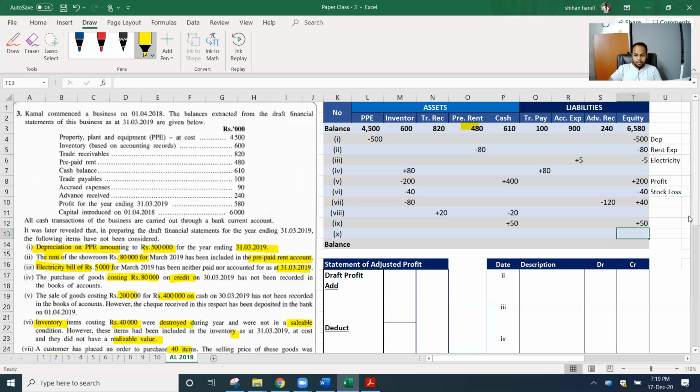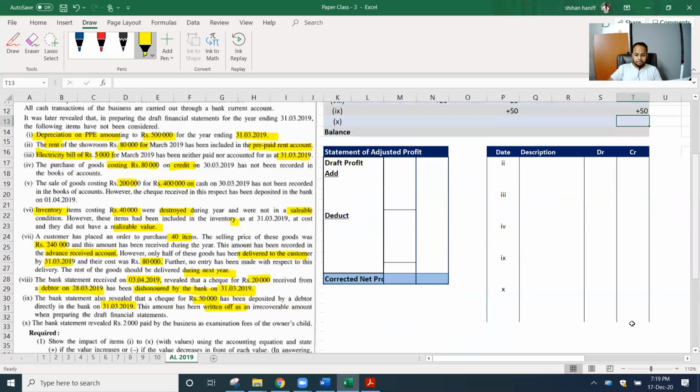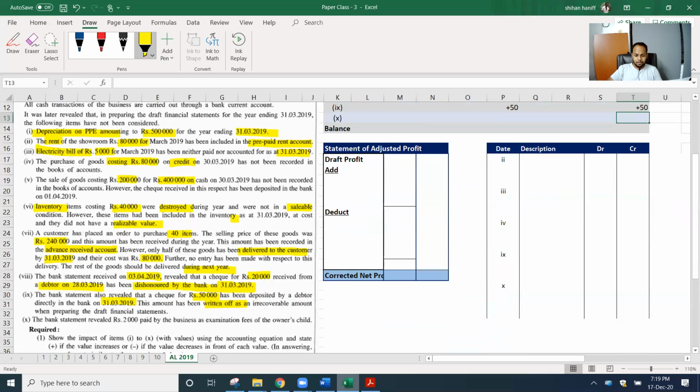Then number 10. Transaction number 10, is written off and bad debt the same? Yes. Debtors written off, bad debt both same under debtors. Right? Stock written off is different. Here bad debt written off or debtors written off is same.